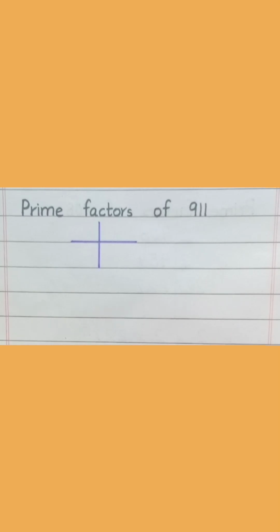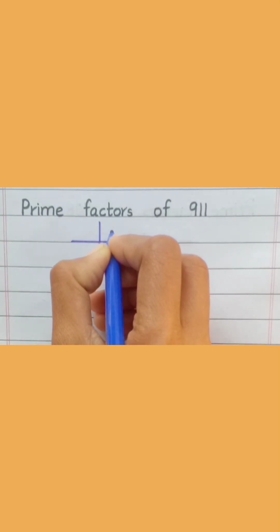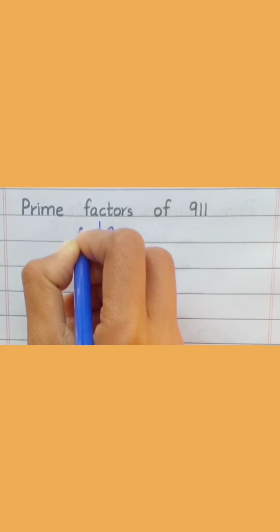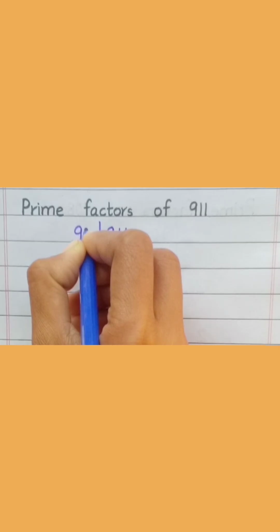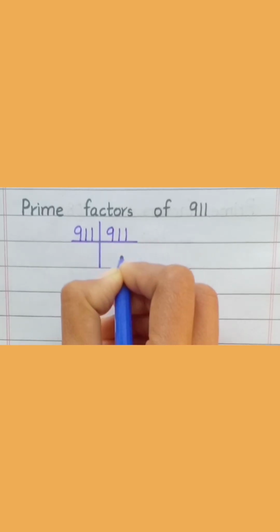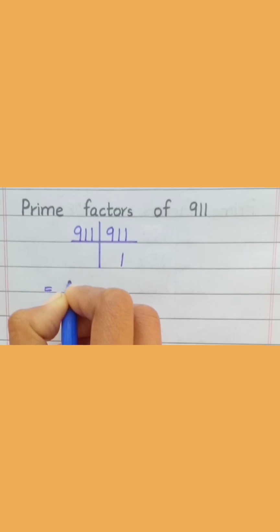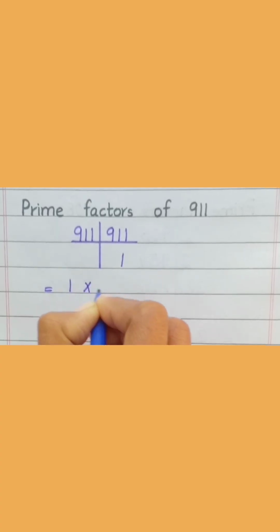Prime factors of 911. 911 ones are 911. Equal 1 multiply 911.